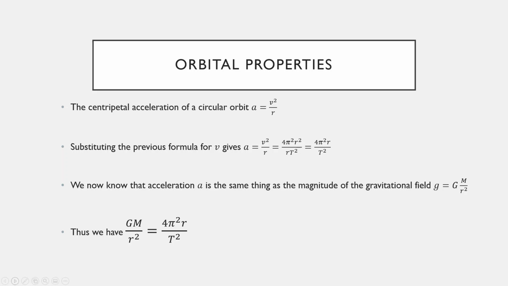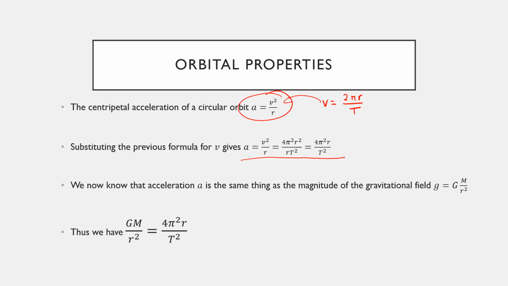Now for things in a circular motion, in this case circular orbits, that acceleration is given by this equation here. Acceleration is v squared over r. v is the orbital speed, r is the orbital radius. If we now take what we just found the speed to be, so v is equal to 2 pi r over T, and I substitute that into this expression for a, that's what I do in this line here.